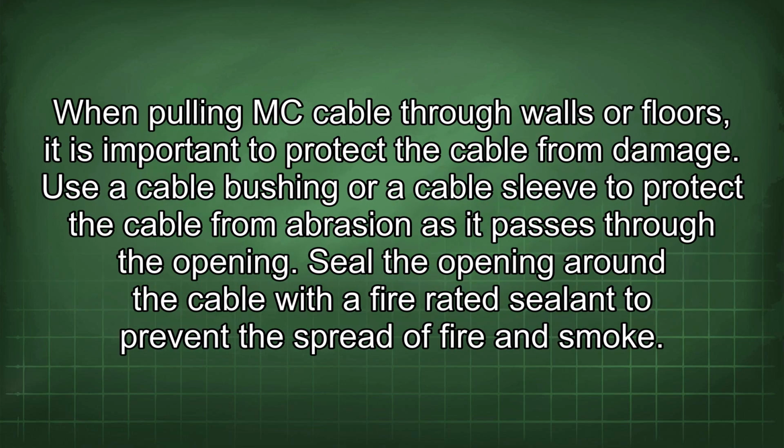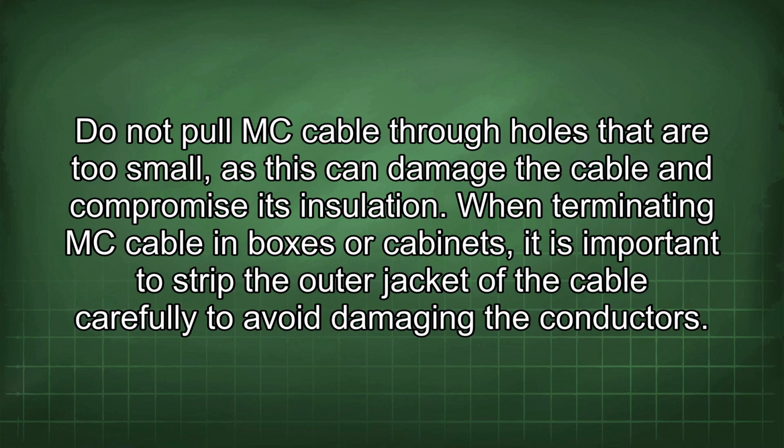When pulling MC cable through walls or floors, it is important to protect the cable from damage. Use a cable bushing or a cable sleeve to protect the cable from abrasion as it passes through the opening. Seal the opening around the cable with a fire-rated sealant to prevent the spread of fire and smoke. Do not pull MC cable through holes that are too small, as this can damage the cable and compromise its insulation.